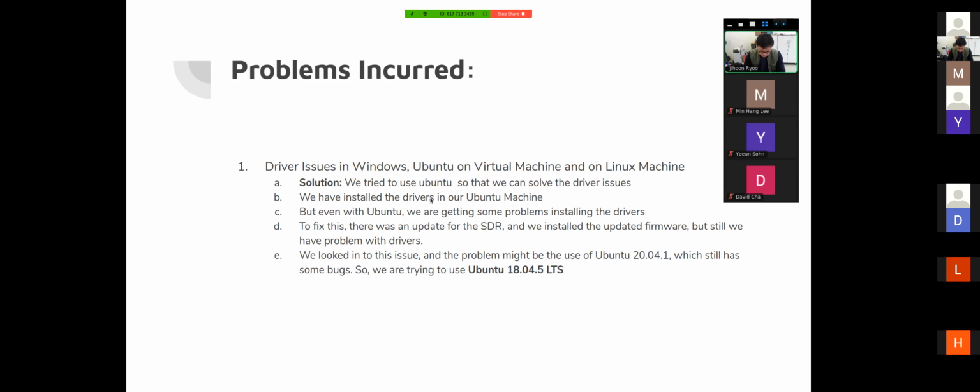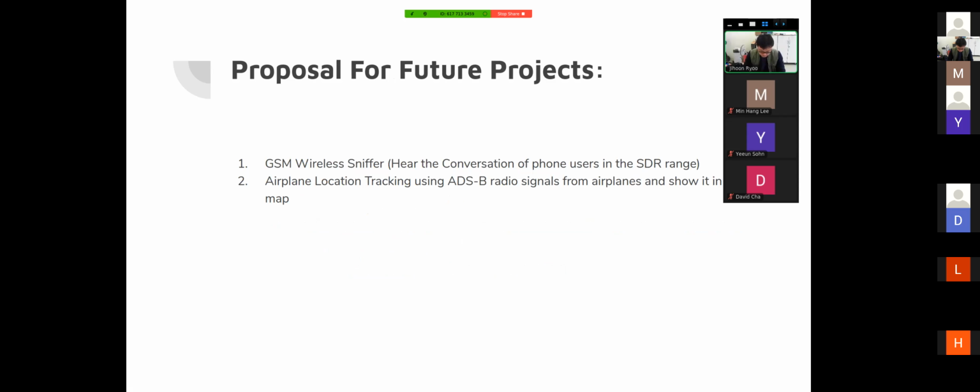So we initially installed 20.4, but we still got some problems. Then there was this firmware upgrade for Pluto SDR, and we installed that also, and still it didn't work. For now we are thinking of using Ubuntu 18 because that's the suggestion we received on the internet.